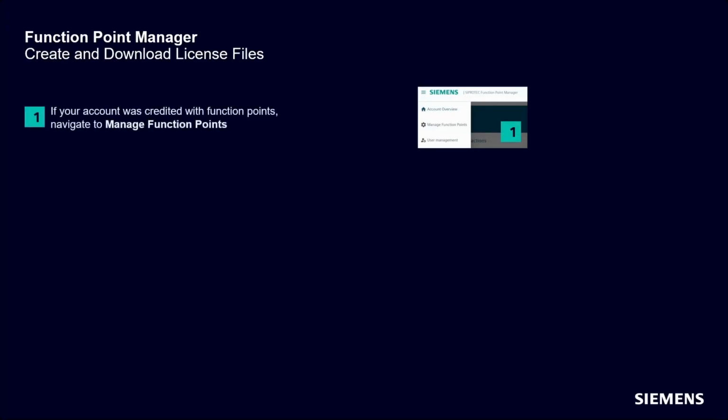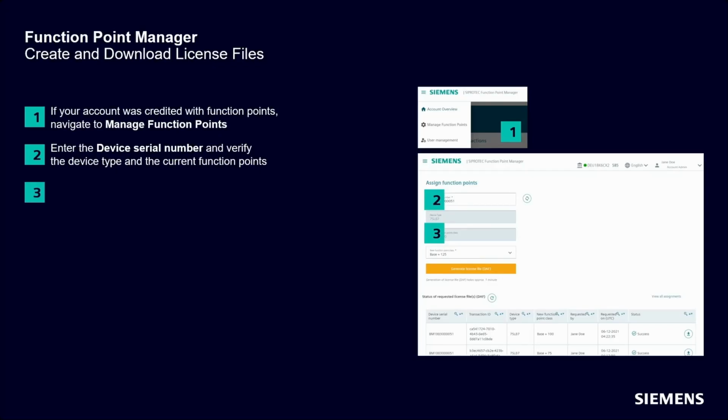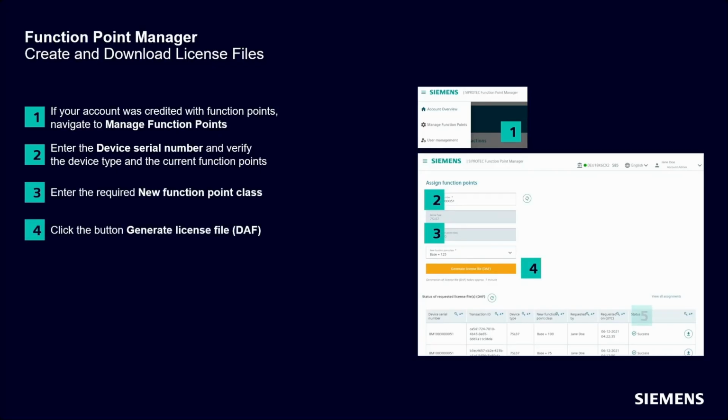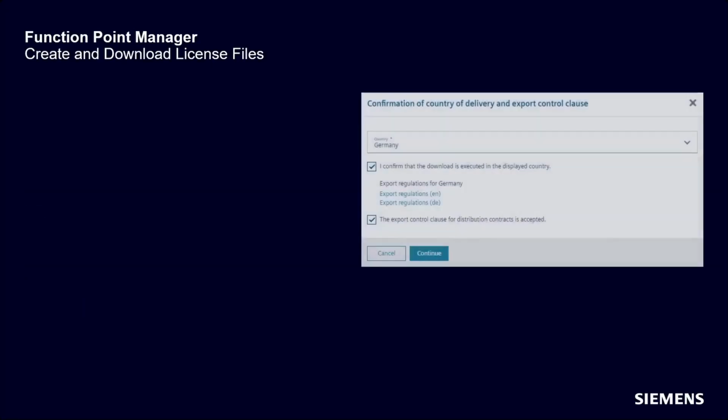Once logged into your account and having function points available, you just need to follow few steps to generate the new license file and load this file into the SIPROTEC 5 device. In short, you need to enter the device serial number and the tool will confirm the current number of function points. Enter the new number of function points desired and click on the option Generate License File. When the process is completed successfully, click Download License File.